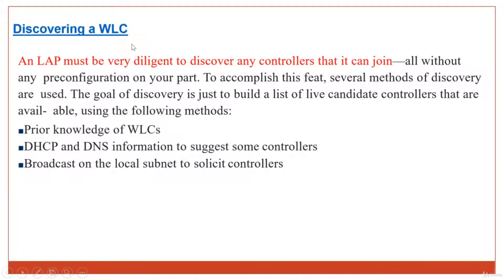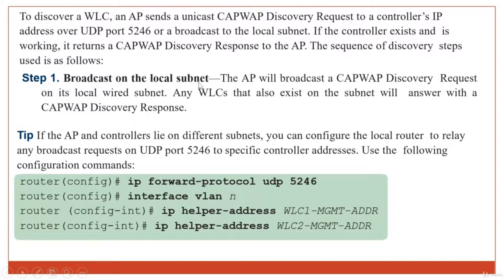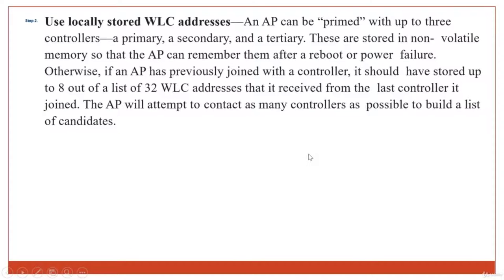All right, so what's the process for discovering the WLC? The AP may have knowledge of the WLC, or with the help of DHCP and DNS it gets that information, or the WLC is in some other network and I have a router in between relaying the information with the help of broadcast on the local subnet. Suppose your AP and WLC are in different subnets. Then you have to go to the router in between and relay that information, like ip forward-protocol udp 5246. This is the UDP port for the CAPWAP control tunnel. Then on the interface VLAN, you can give the IP helper address for different WLCs. Okay, so that's one way.